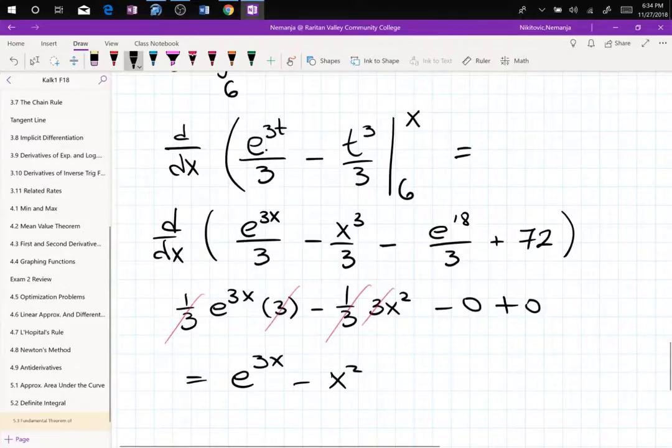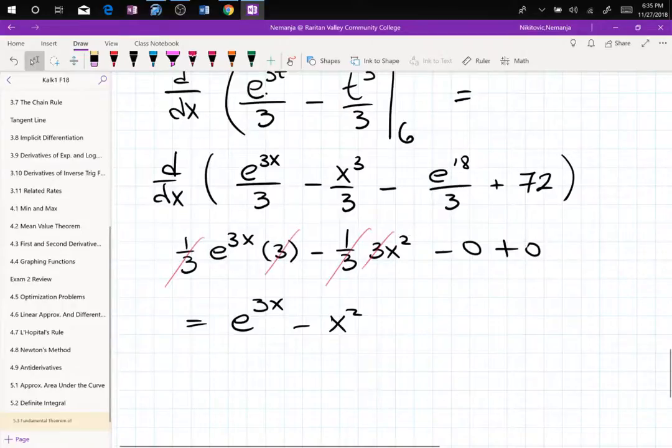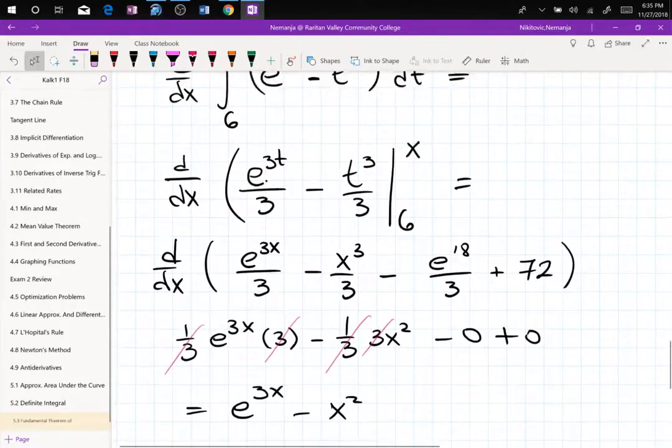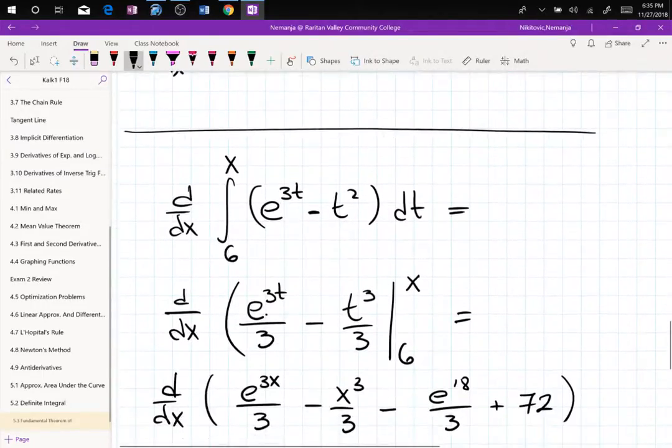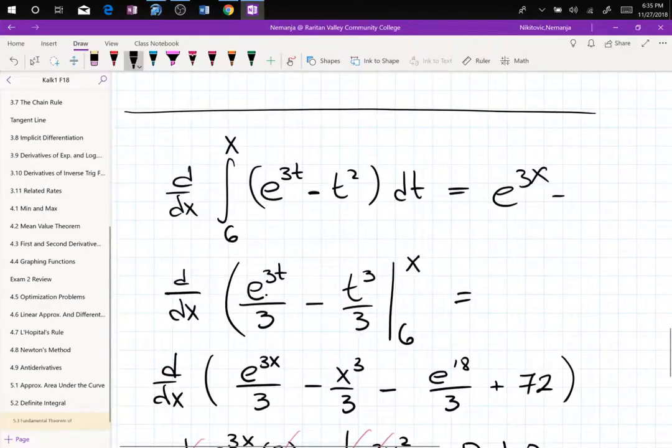No plus c either. It's just this. No plus c, it's a definite integral. No, there's no indefinite for this. Definite integral and derivatives are opposites of each other. So the formula here allows us just to write immediately without computing all this stuff. The formula allows us immediately to write e to the 3x minus x squared and move on with our lives.